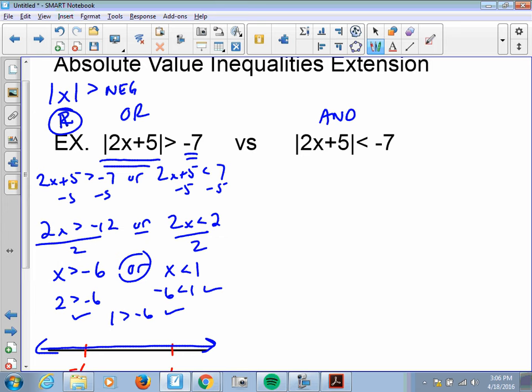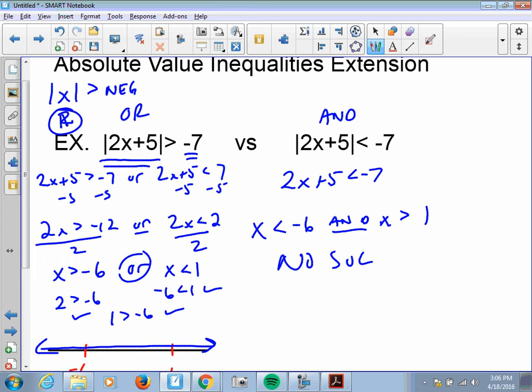Conversely, we talked about this yesterday. You're going to get the same setup. You get 2x plus 5 is less than -7. We're going to end up with x being less than -6, and x is greater than 1. So if I think about what this is saying, where are numbers that are less than -6 and greater than 1? Well, none exist. So that's why we have no solution.